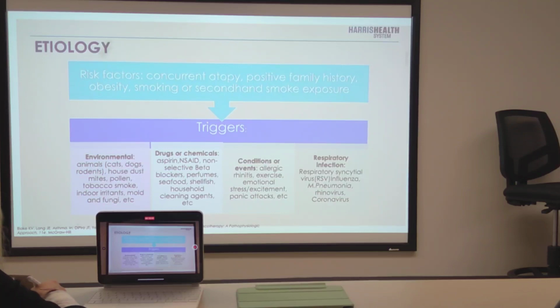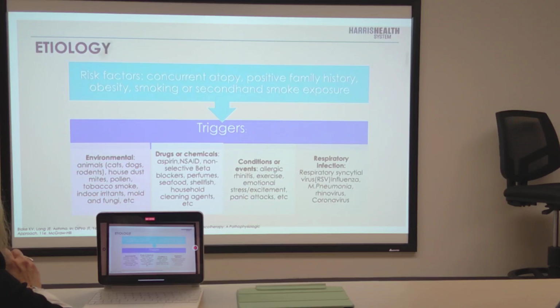So as you can see here in environmental, that can be animals such as cats, dogs, rodents, house dust, pollen, tobacco smoke, even secondhand smoke. Drugs or chemicals: this is going to be important, especially for your patients, when looking at some of the things that trigger them. Aspirin can be one of them, so your NSAIDs, as well as your non-selective beta blockers.